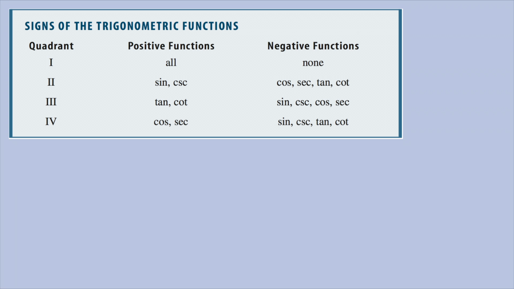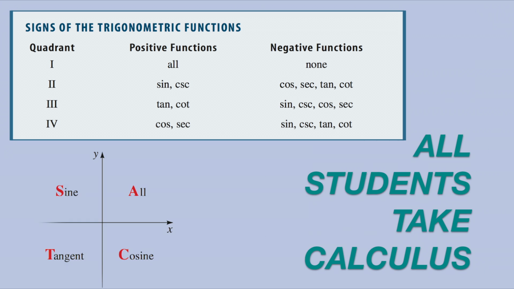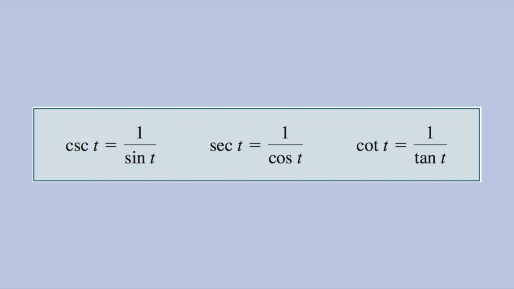In order to compute other values of the trigonometric functions, we first determine their signs. The following box shows the signs of each of the functions in each quadrant. In order to make this easier, you can remember the following mnemonic device. All students take calculus.